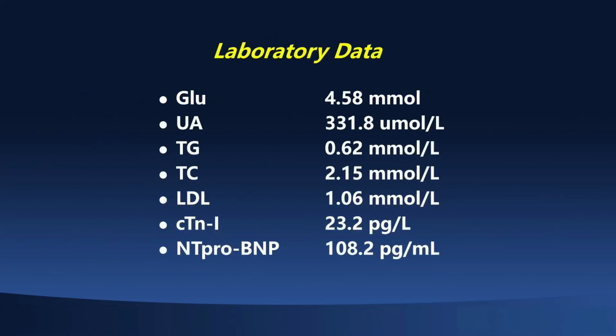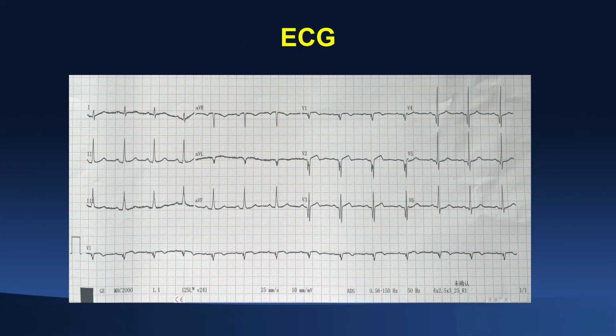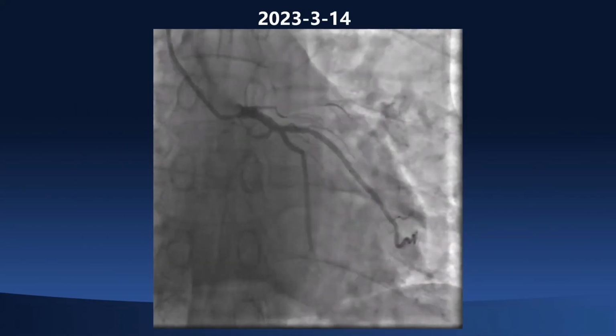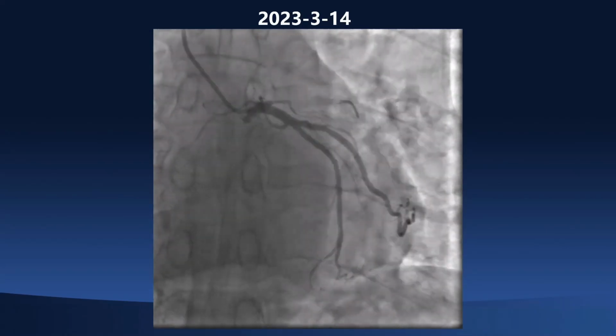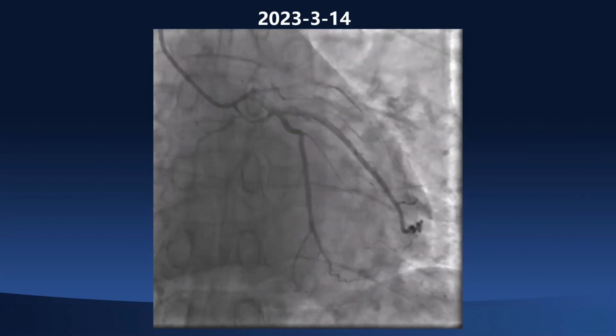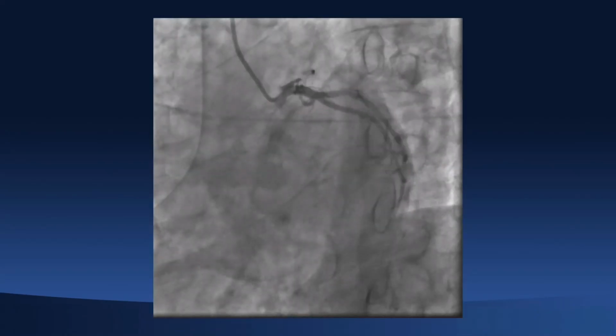Now these are the laboratory data. These data are negative. The electrocardiogram shows sinus rhythm with T wave inversion in leads aVL, V1 and V2. Now the angiography shows the left circumflex is normal and there is total occlusion in the LAD. Now we can see the left circumflex is normal.